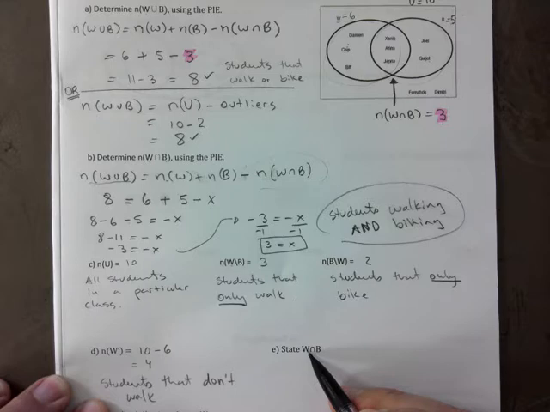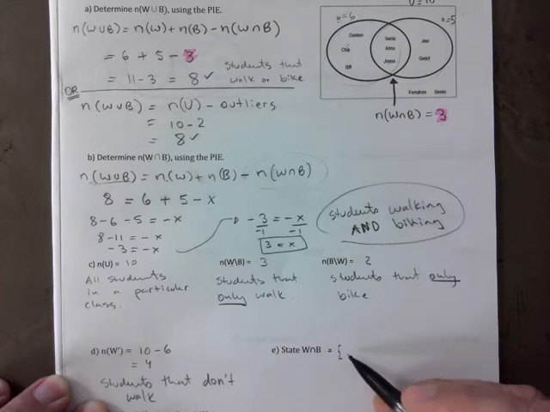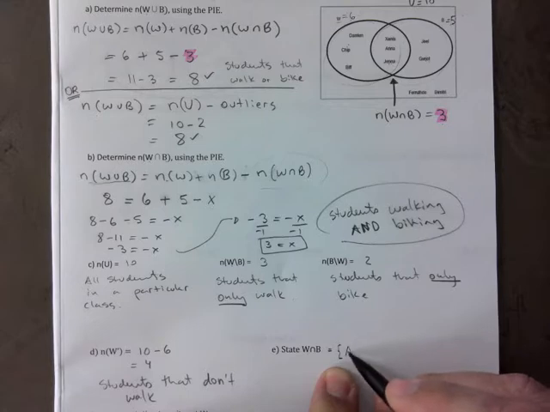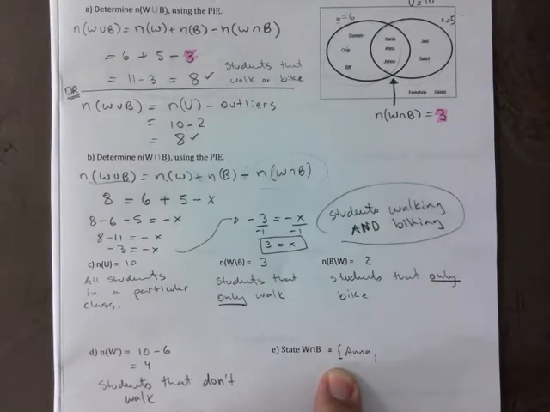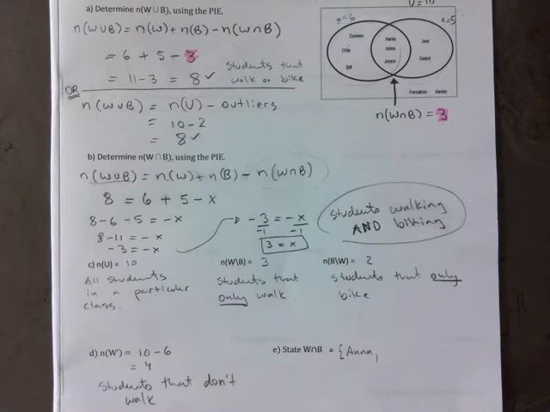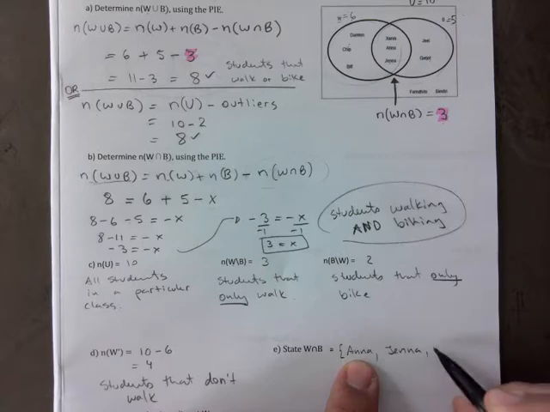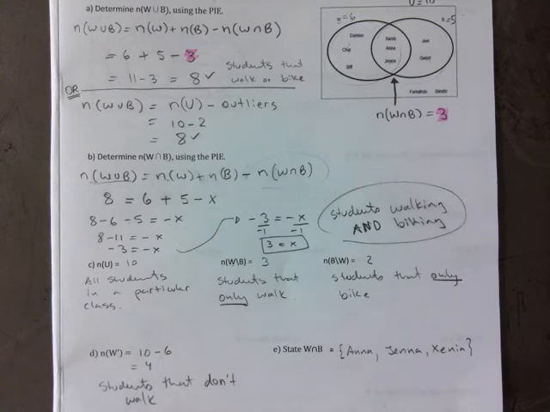State the intersection of W and B. Okay, and that is not asking for the number, but actually the elements that are in there. So I'm just going to make sure I do this in alphabetical order. Remember, alphabetical, arranged, and you cannot have repeats. That's key for a set. So Jenna and Xenia. Okay, so that would be 3, of course, and we have that.